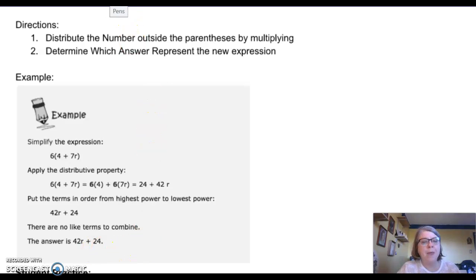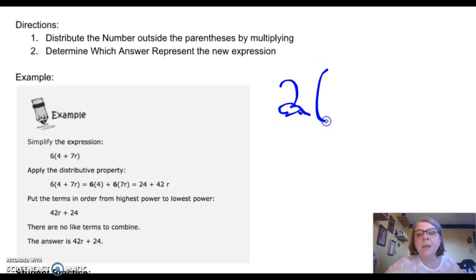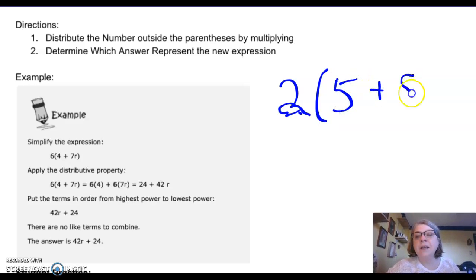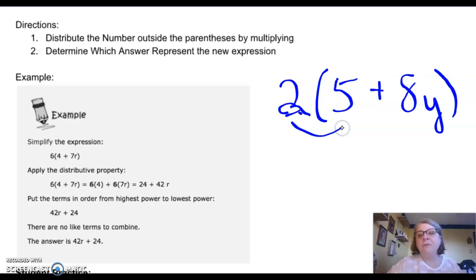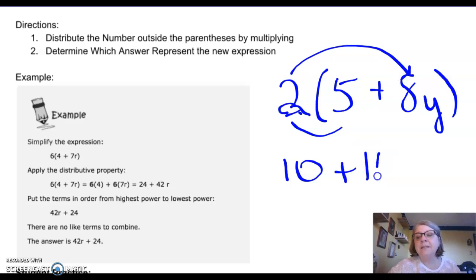So I'm going to make up one here, and we're going to see how my writing does. So I'm just going to make one up. Let's just call this 2 on the outside, and let's call this 5 plus 8y. I'm going to distribute the 2 to the 5. 2 times 5 is 10. Then I'm going to distribute the 2 to the 8. 2 times 8 is 16, and that 16 gets the y.